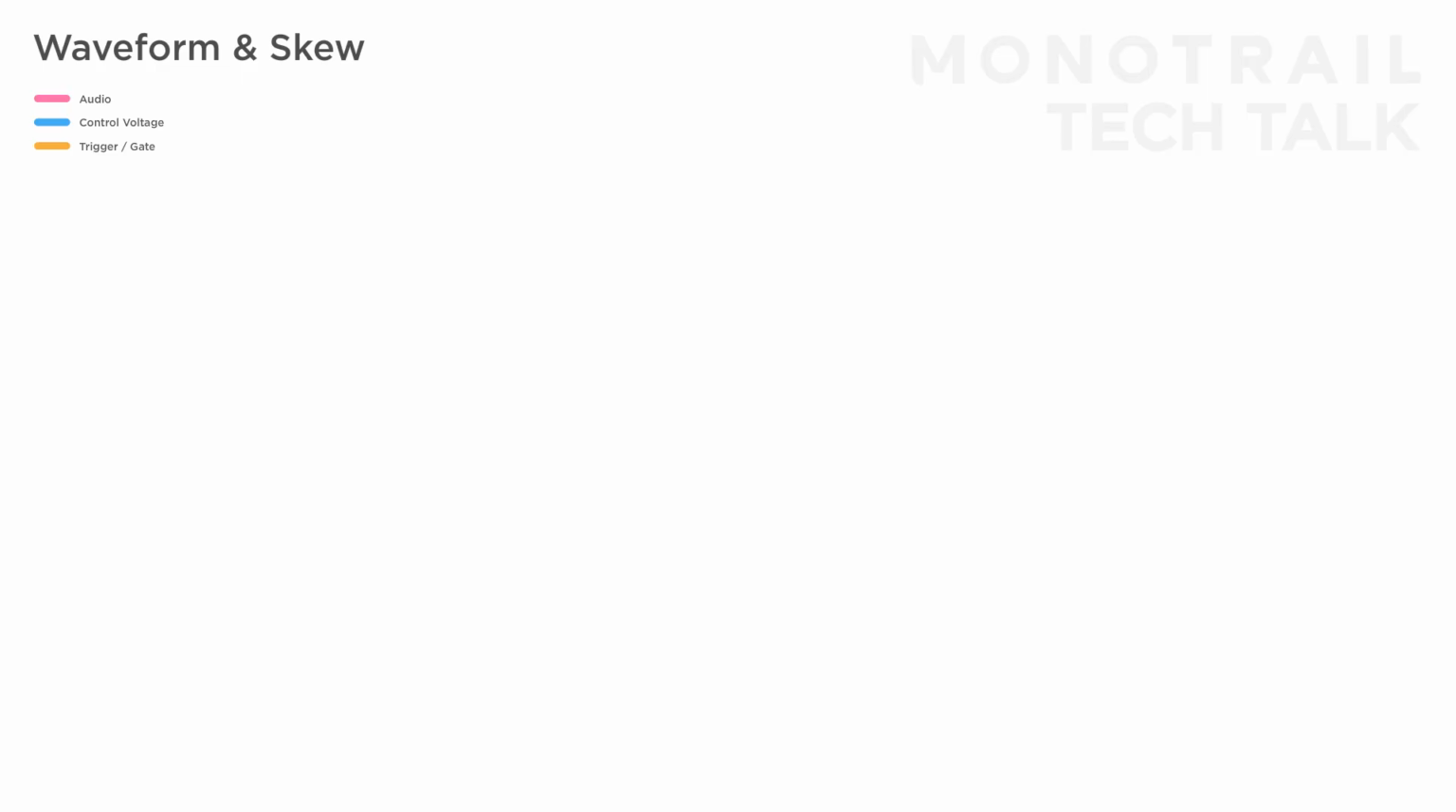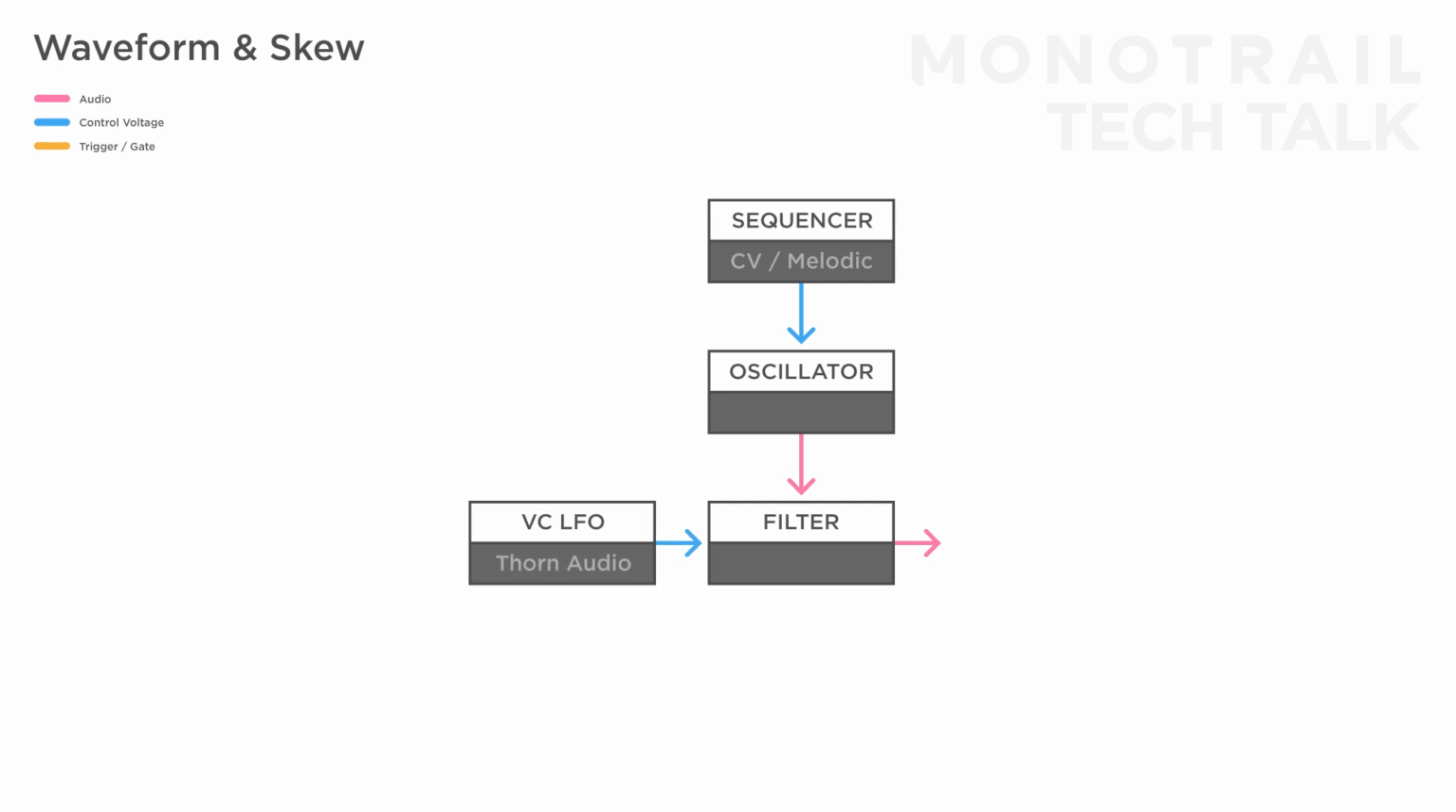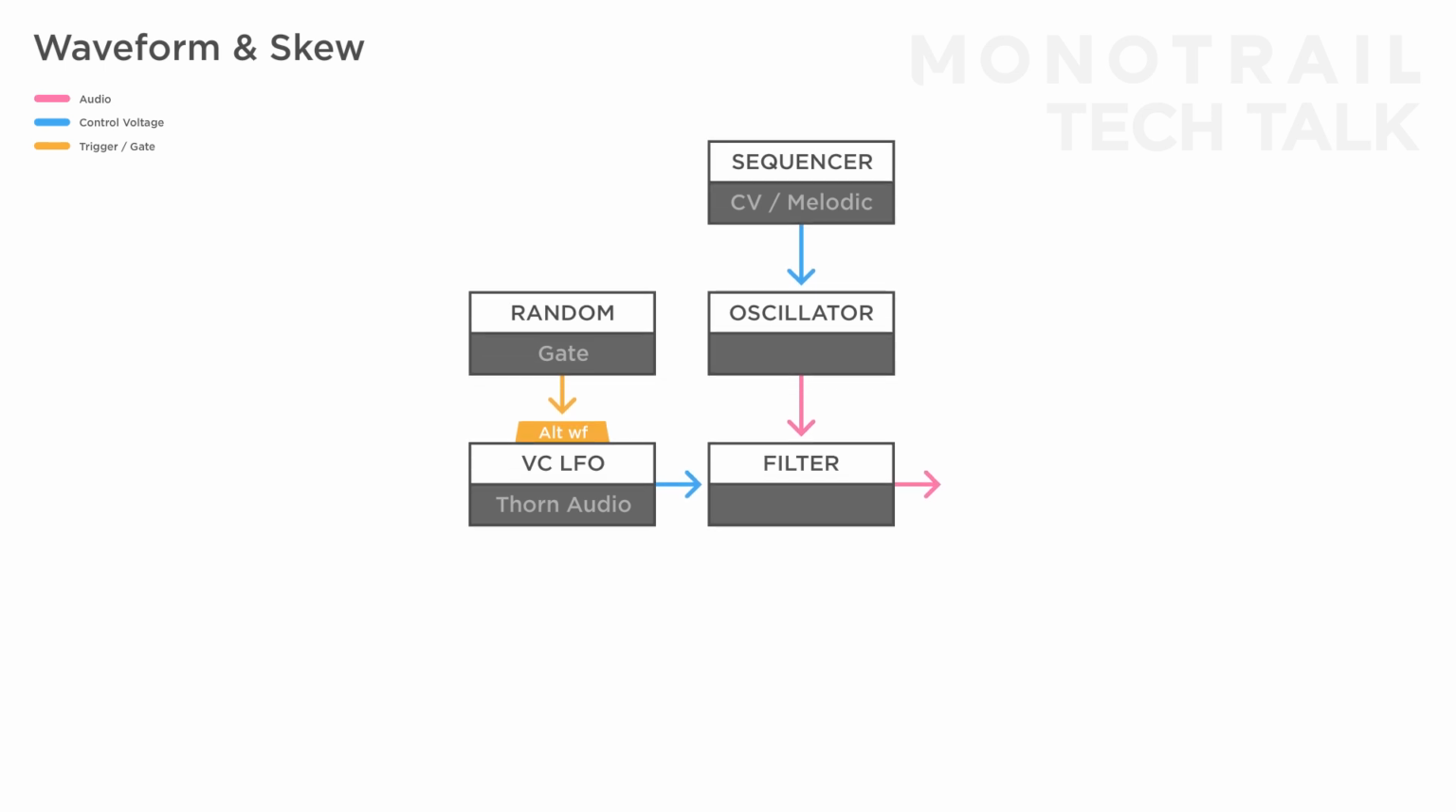Here is a simple drone voice, made with an oscillator and filter, and sequenced by a 3-step sequencer. The VCLFO is used to modulate the filter. To add some interesting dynamics over time, a slow random gate pattern is used to switch between the regular and alternate waveforms. And a slow smooth random voltage is modulating the frequency of the VCLFO, as well as the filter.